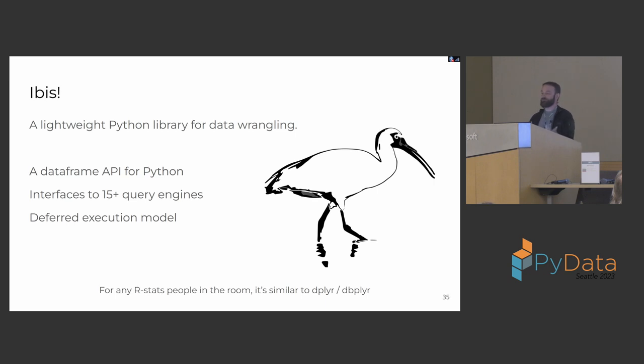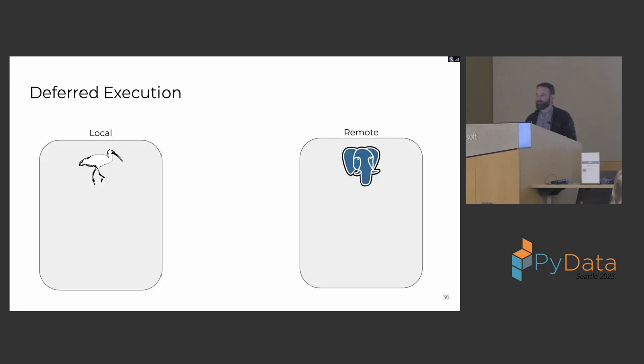So what does this deferred execution thing look like? Again, we have a local and a remote. In this case, we've got a cool bird talking to Postgres. We connect. We say, hey, I think you've got a table called ratings. But instead of slurping the whole thing down, we just say, please give me the schema of that table. I want to know the column names and the types.